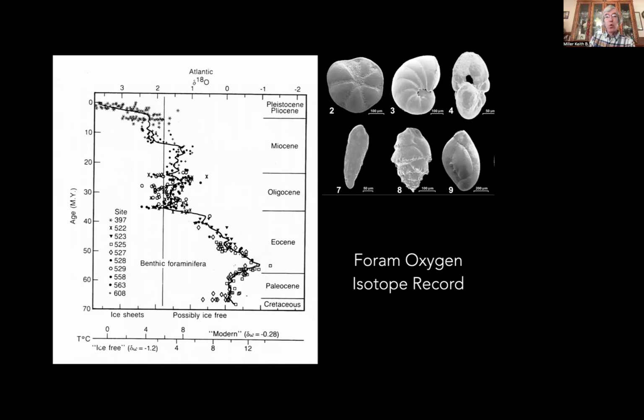As the globe cooled off and then dramatically cooled off during the Pleistocene, which is at the top of that graph, now lots of water is being removed from the ocean. That's light water. It gets snowed out into glaciers, and the remaining oceans get very heavy. And so we can both see temperature and sea level by looking at these isotope records.